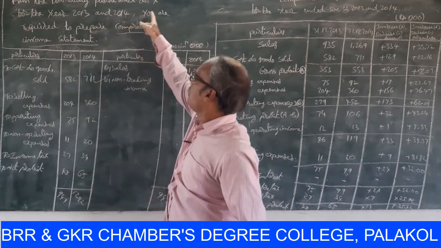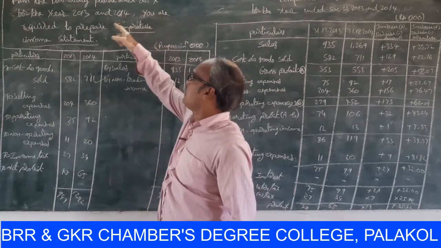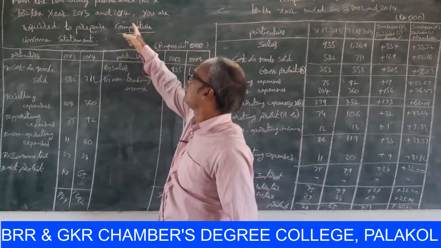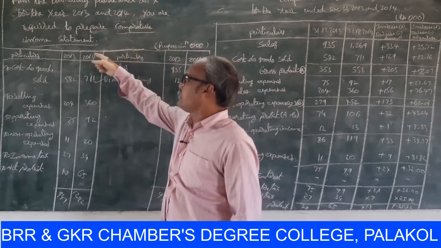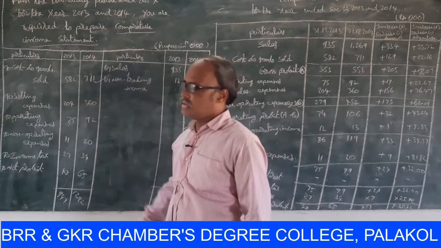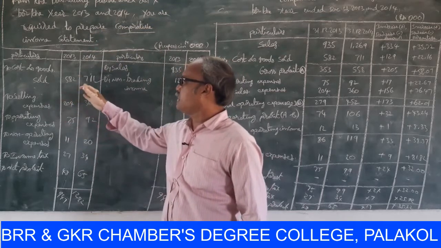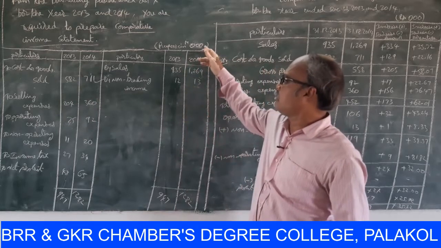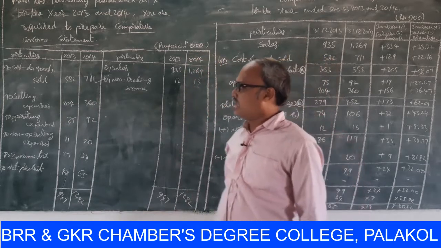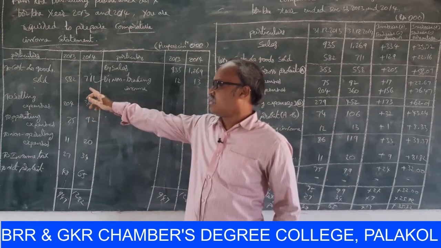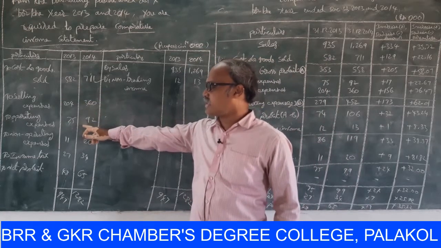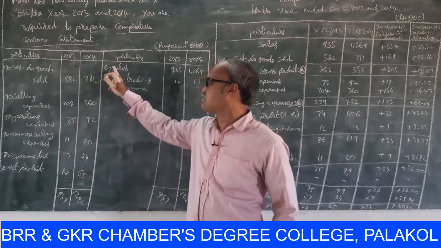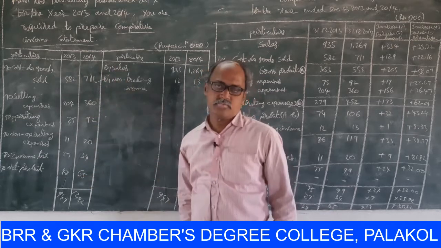From the following profit and loss account of X for the year ending 2013-2014, you are required to prepare a comparative income statement. Particulars, 2013-2014, amount in 000. Cost of goods sold, selling expenses, operating expenses, non-operating expenses, income tax, net profit, sales, non-trading income.